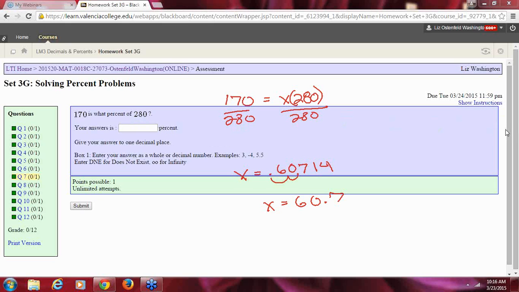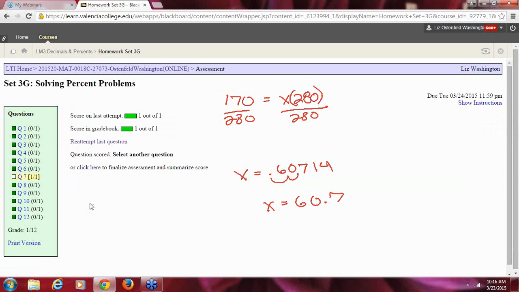Let me switch to my pen. 0.7. Yay, it likes me now. I have a feeling since I wrote a whole number on the last one, it really wanted me to write point something, 0.0.